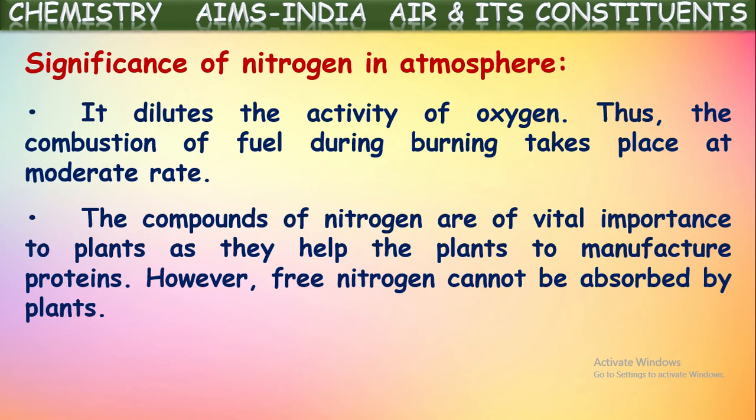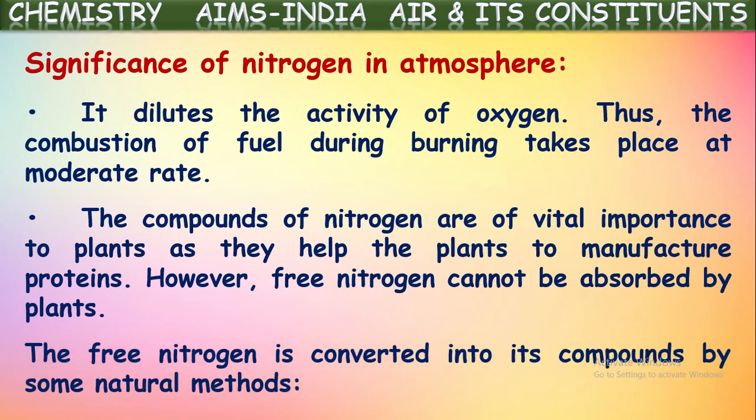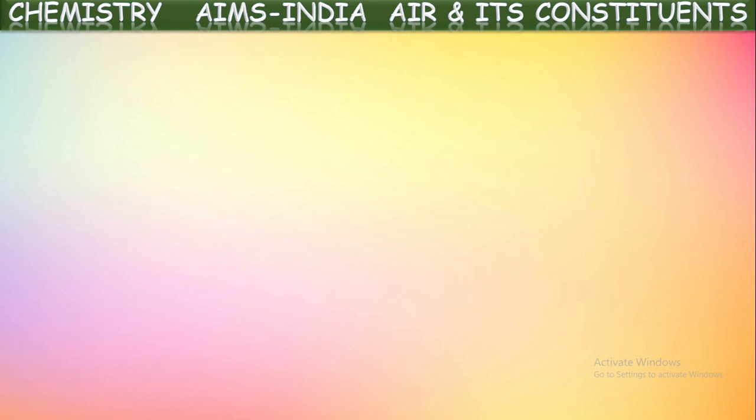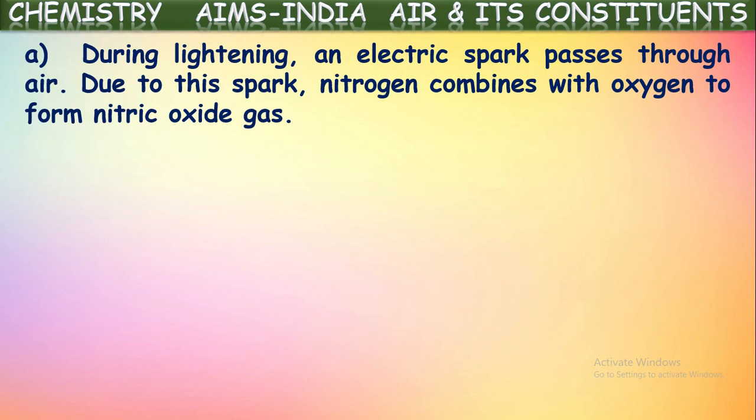That free nitrogen should be converted into usable compounds of nitrogen. That will be done naturally. The free nitrogen is converted into compounds by some natural methods. In nature, the free atmospheric nitrogen slowly converts into compounds of nitrogen which can be used by plants for the preparation of proteins in them. So that process occurs naturally. Let us see how it occurs in nature: the conversion of atmospheric free nitrogen into compounds of nitrogen which can be used by plants.